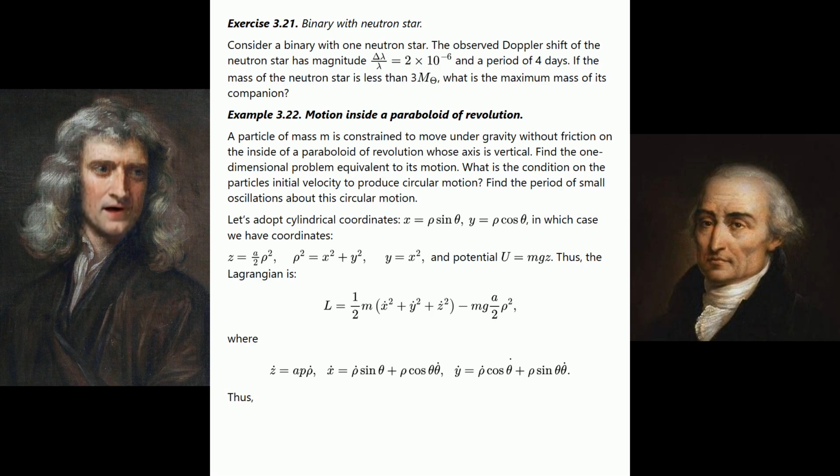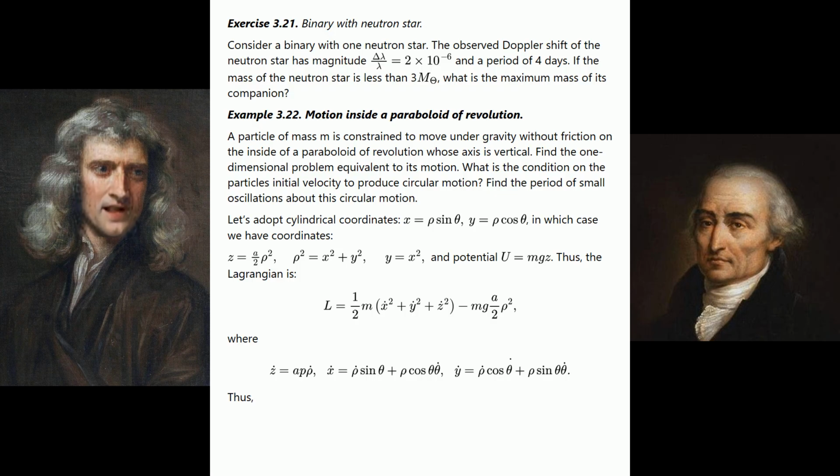Exercise 3.21. Binary with neutron star. Consider a binary with one neutron star. The observed Doppler shift of the neutron star has magnitude Δλ over λ equals 2 times 10 to the minus 6 power and a period of 4 days. If the mass of the neutron star is less than 3 solar masses, what is the maximum mass of its companion?